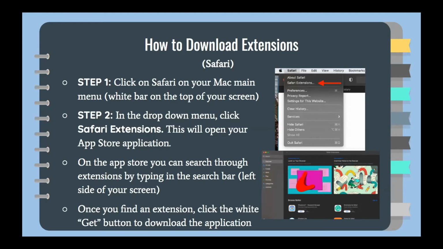And then on the App Store, you can search through extensions by typing in the search bar, which is located on the left side of your screen. And once you find an extension, click the white Get button to download the application.